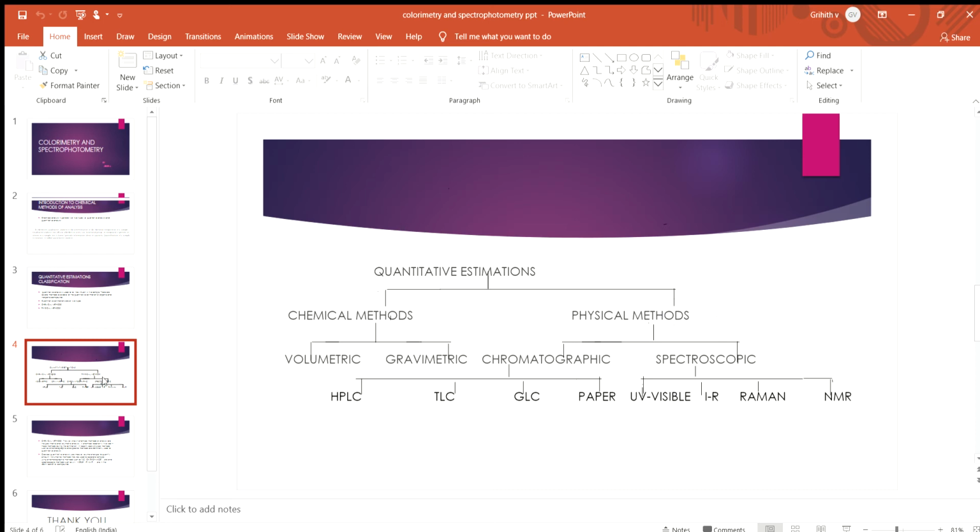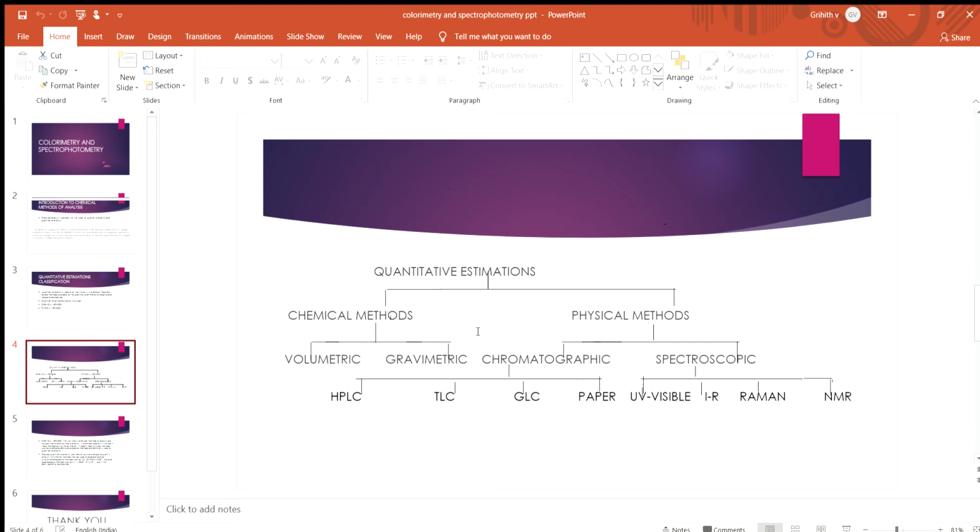Chromatographic methods of analysis are separation techniques, like TLC, thin layer chromatography, gas liquid chromatography, paper chromatography, and HPLC. Separation in the sense we can separate a mixture of compounds present in a sample.